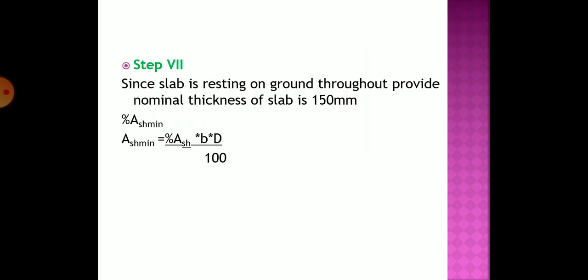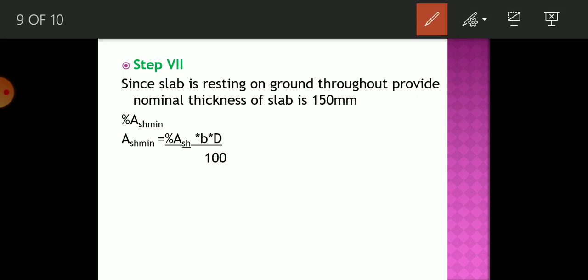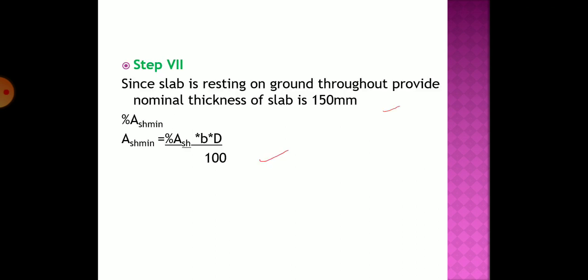Then step number 7, since the slab is resting on ground throughout, provide the nominal thickness for the slab, that is 150 mm. So determine percent ASH, and from that percent ASH determine ASH minimum, and from that ASH minimum we can determine the spacing for 8 or 10 mm diameter bar. So these are the 7 steps for designing a circular water tank with flexible joint by the approximate method. Thank you.